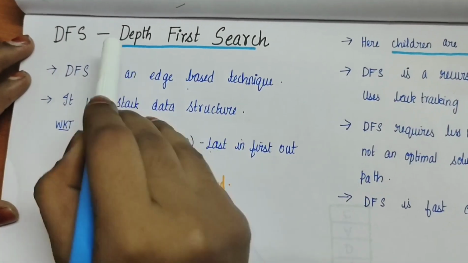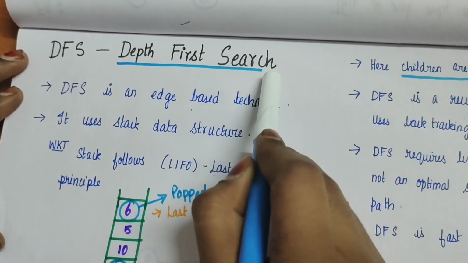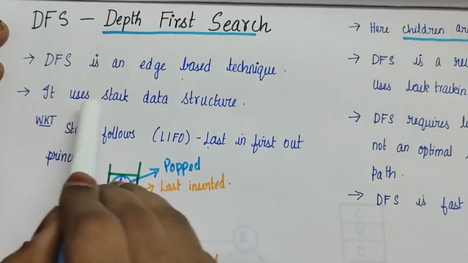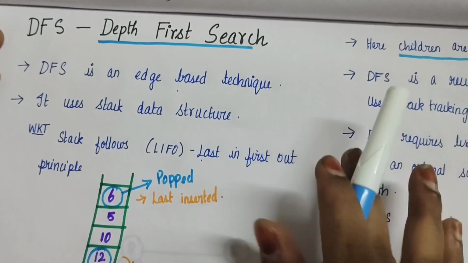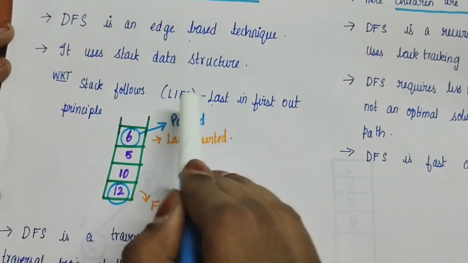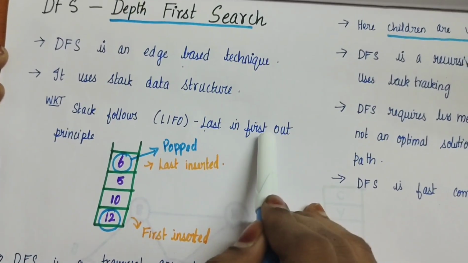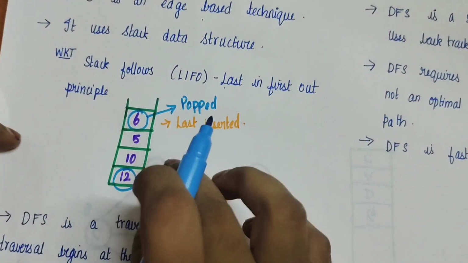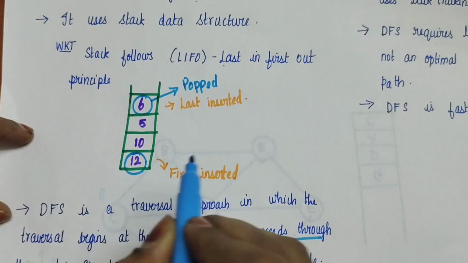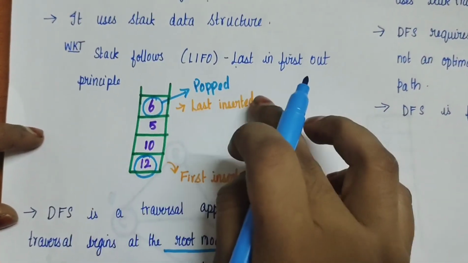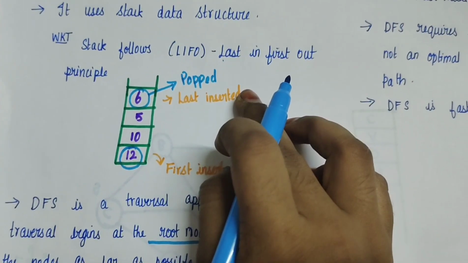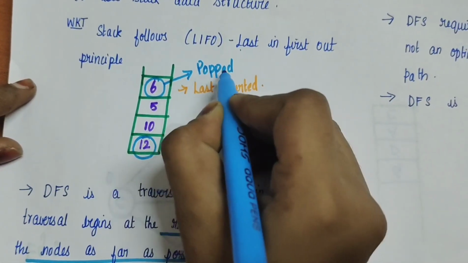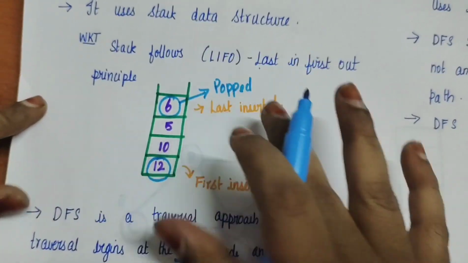Now we will see the concept of depth first search. DFS is an edge-based technique and it uses a stack as the data structure. We know that a stack follows the principle of last in first out. So consider this as a stack, and I have inserted certain elements in it. Consider 12 as the first element inserted and 6 as the last element inserted. If you want to pop any element from the stack, then 6 would be the element popped out of the stack.